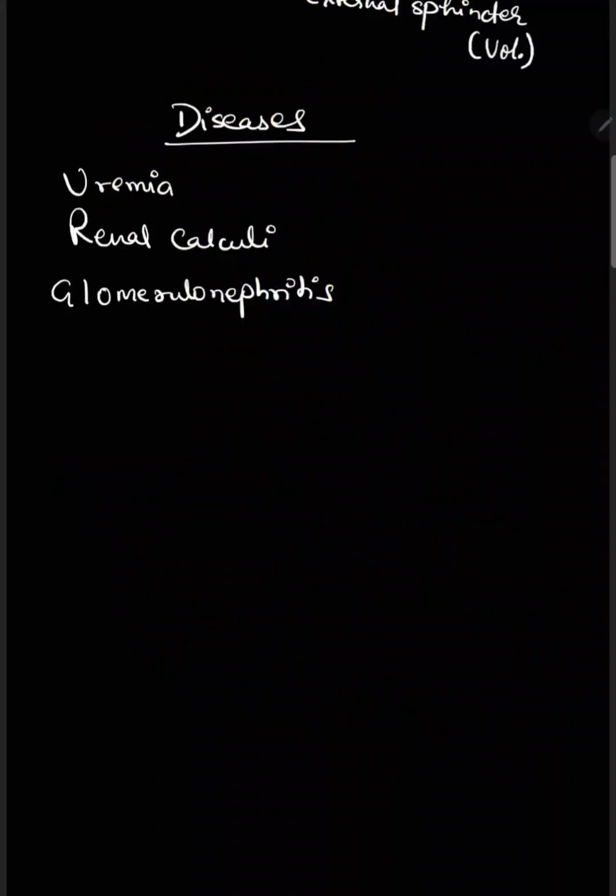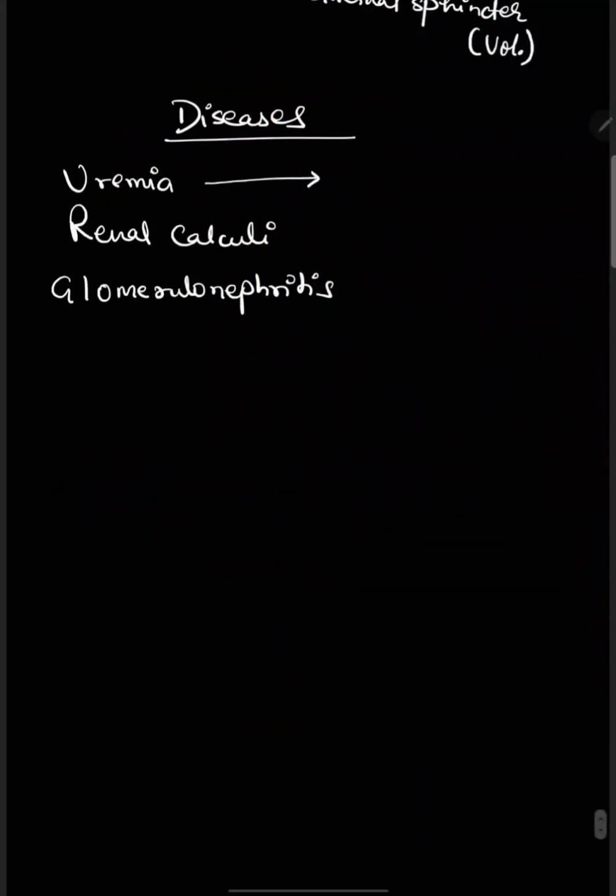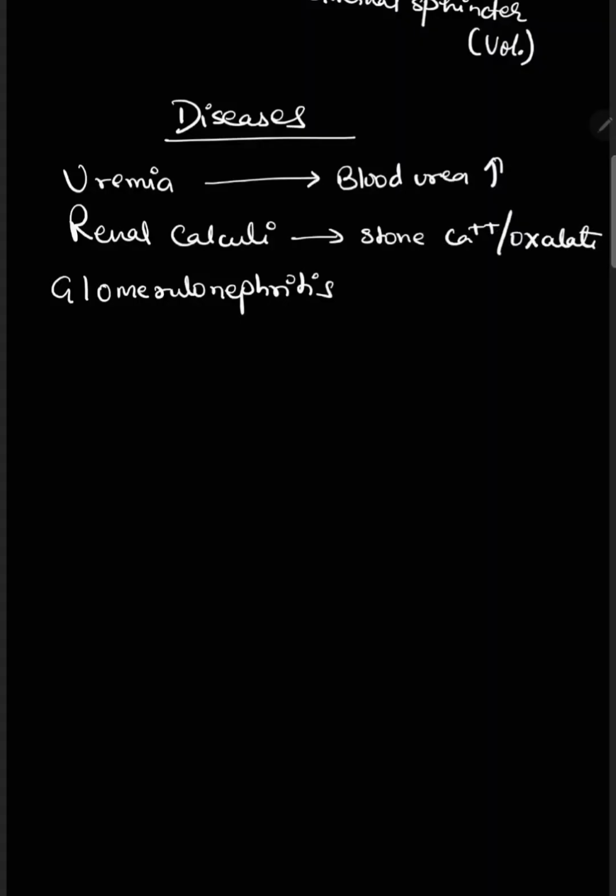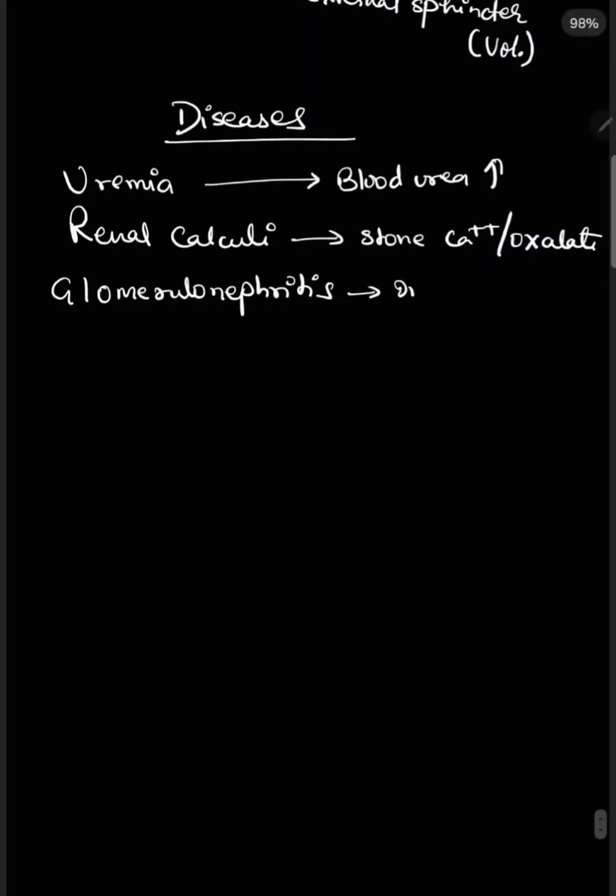Okay, let's talk about some diseases. Now, uremia means blood urea level has increased beyond normal. So there's a lot of urea accumulated in the blood because the kidney is not working properly. Renal calculi means there are stones of either calcium or oxalate deposited, so they are called kidney stones. Glomerulonephritis means inflammation has taken place in the glomerulus, so inflammation of glomerulus.